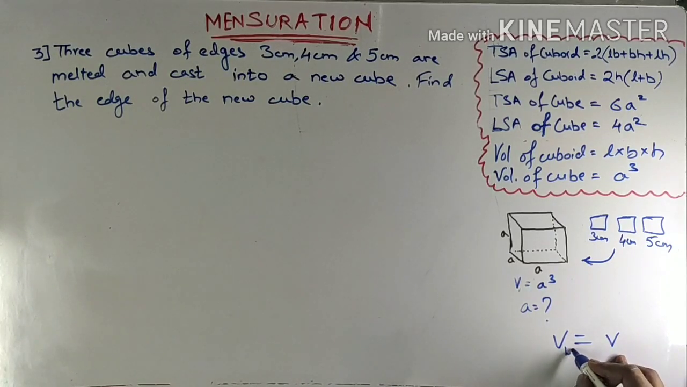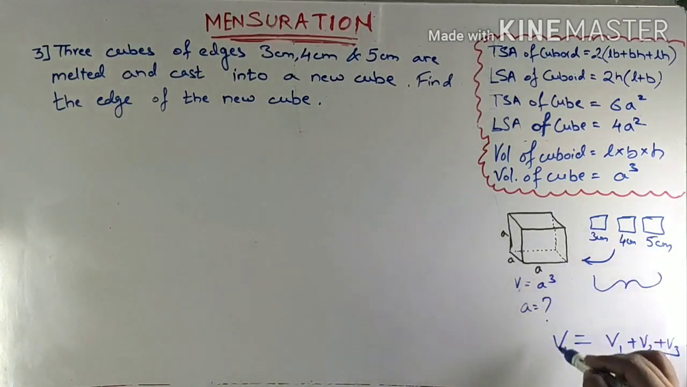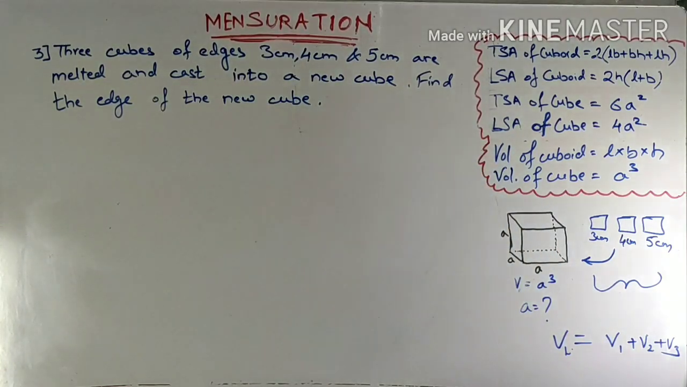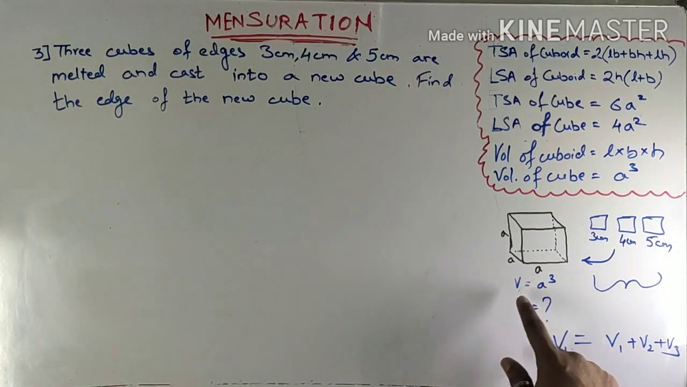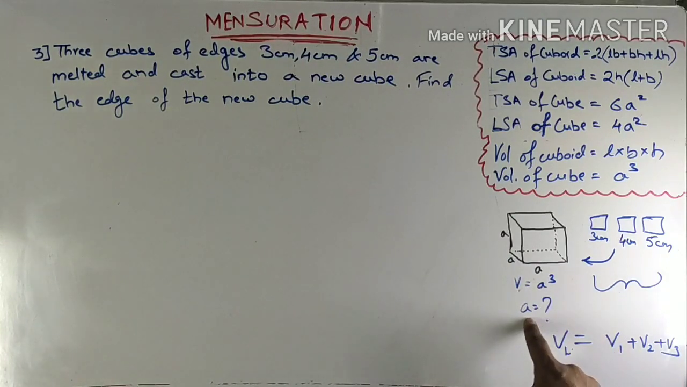So volume of the larger cube is equal to volume of the first cube plus volume of the second cube plus volume of the third cube. So when you add the volume of these three, you will have the volume of the larger cube. But why am I finding the volume? I am supposed to find the edge of the new cube, because if I find volume, I'll get the formula for volume, that is V is equal to A cube, and from there I'll be able to find A by taking the cube root of V. So let's move ahead with the solution of this problem.